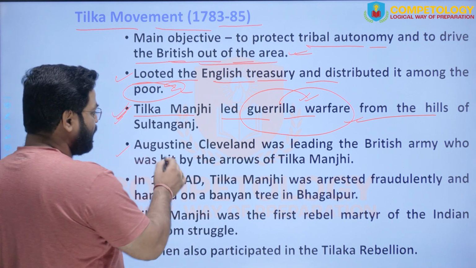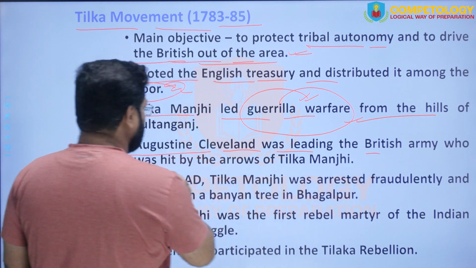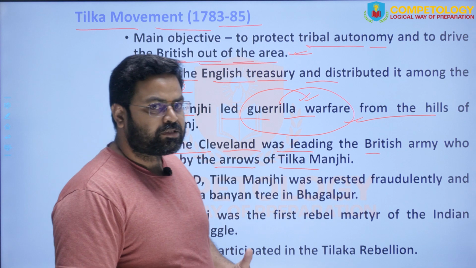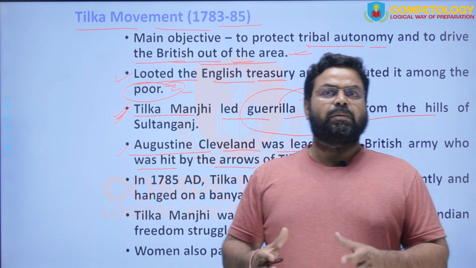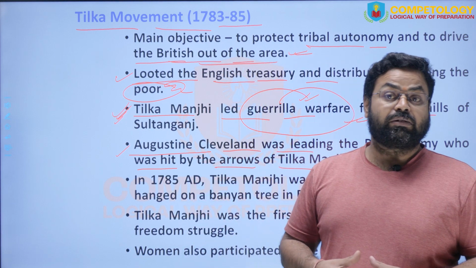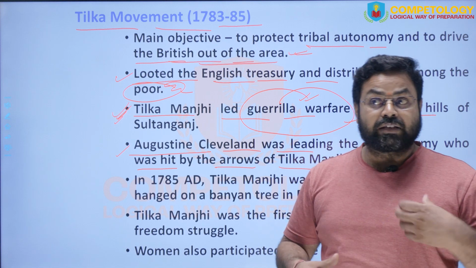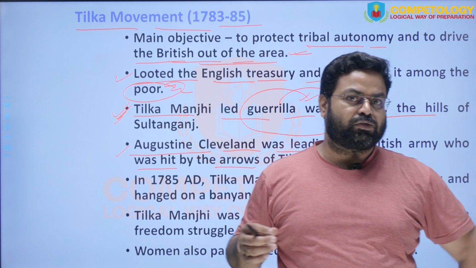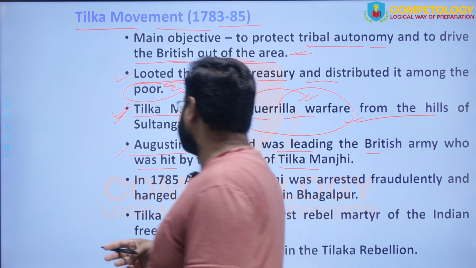Right. So here Augustine Cleveland was leading the British army, who was hit by the arrow of Tilka Manjhi. So basically what happens, if a white man was being hit by a tribal's arrow, then it was a great matter of shame for them, and to set an example, they used to use their complete force to get that person and to hang him. And the same thing was done over here also.